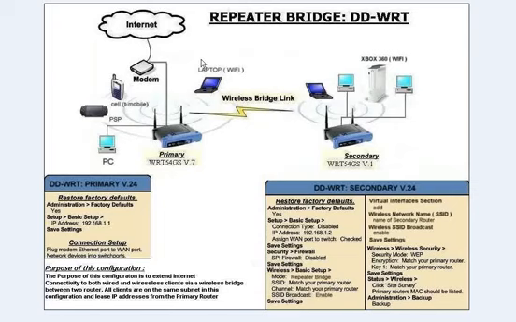This is the continuation to my intro. This is actually the configurations of a repeater bridge. Basically, as a recap, the repeater bridge is an internet, a modem, a router, and your second router.